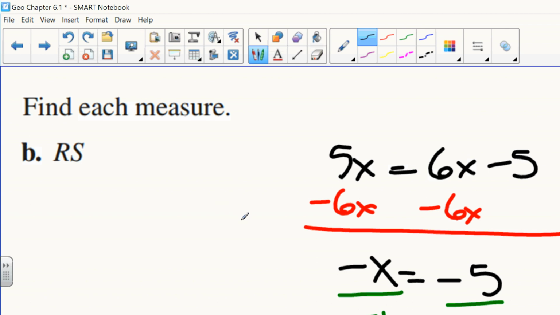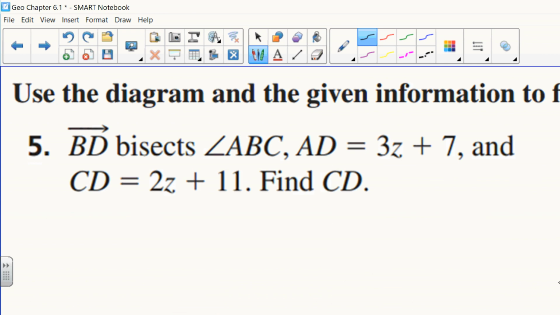Do we get? And we could plug it into 5x, so RS would be 25. Any questions on this here? So this here would be the exact same thing.